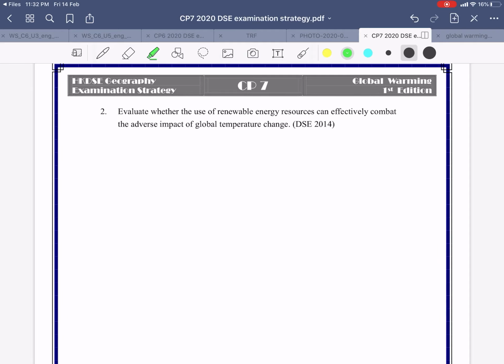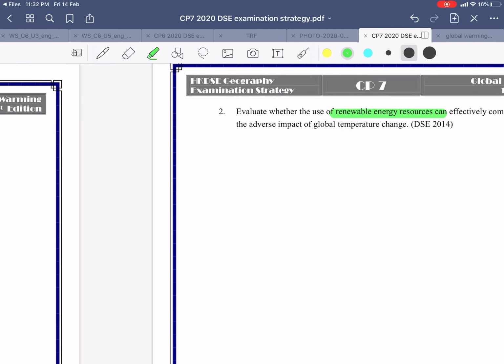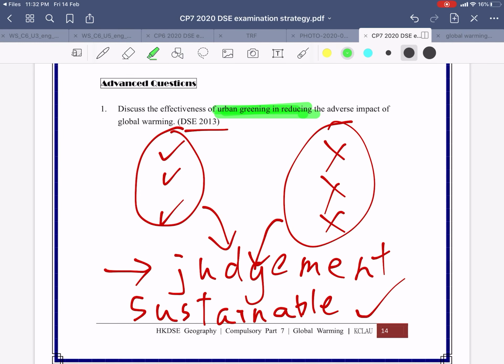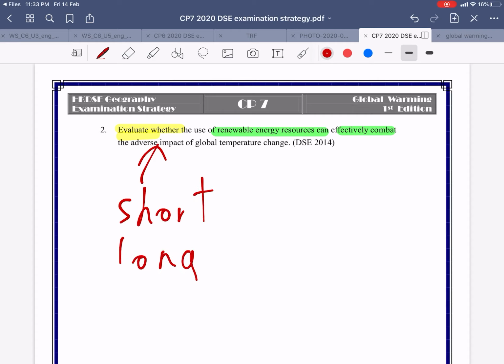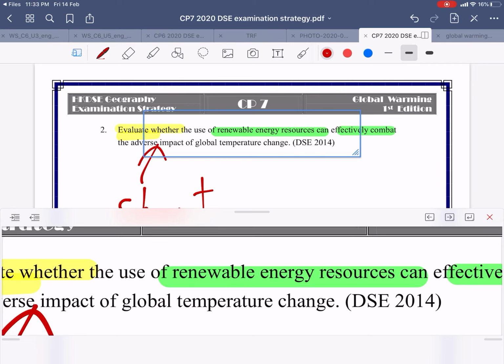For 2014, as I have told you, yellow is for the question wording, and then green should be the key concept. You can see it asks to effectively compare the adverse effects of the global temperature range. For here, it is also asking whether it is effective, and you can also say it is short term or long term accordingly. So you can find some similarities between 1.3 and 1.4.